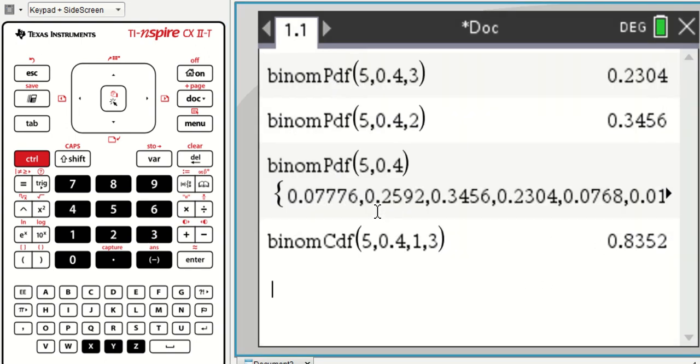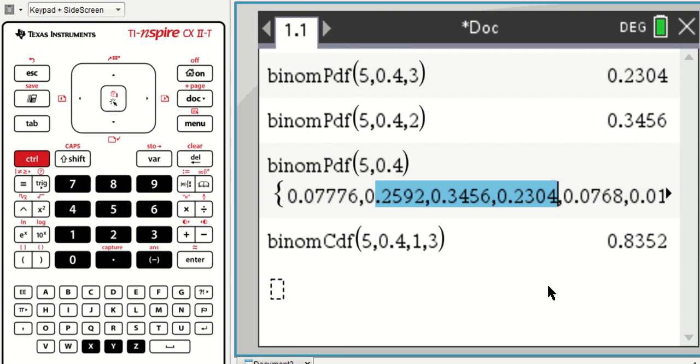That total comes from adding up the probability for 1 with the probability for 2 and also the probability for 3. So roughly 26 plus 34 plus 23 adds up to this amount, about 83.5% of the time. 2 is most likely. 1, 2, and 3 will occur most of the time if there's a 40% chance of success.